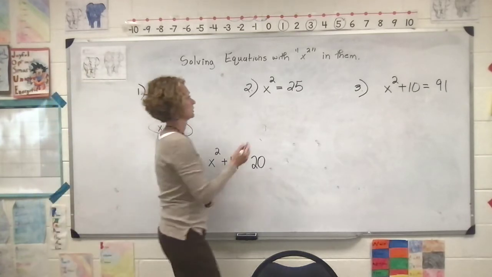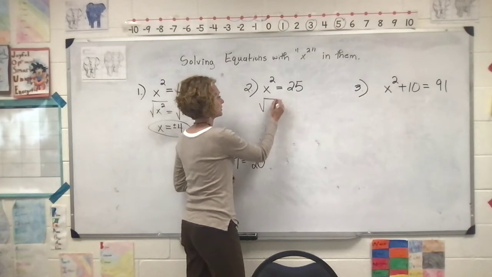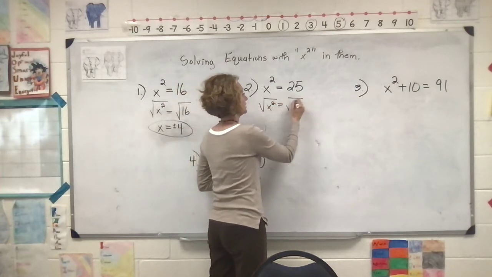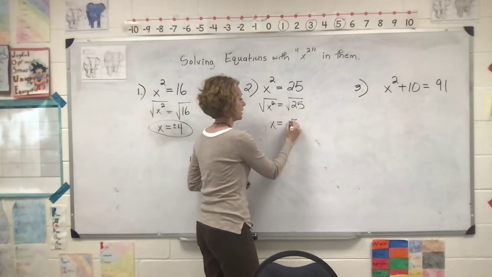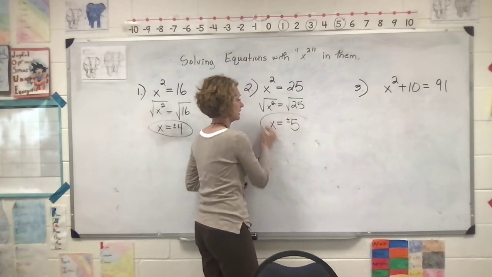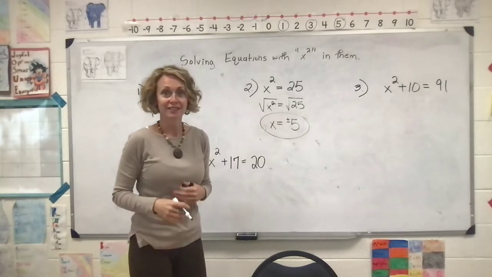Let's do number 2. x squared equal to 25. I'm going to take the square root of each side. This is going to leave me with x. The square root of 25 is either positive 5 or negative 5. So my answer will be positive or negative 5.